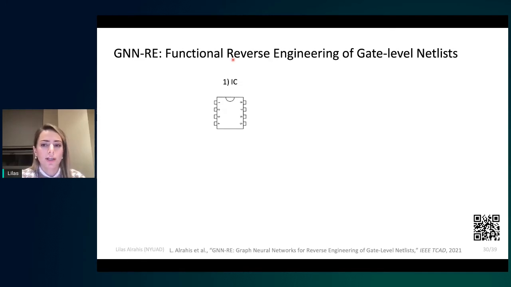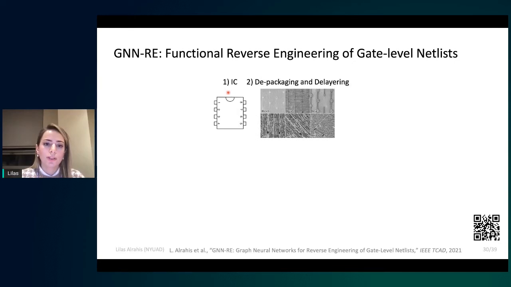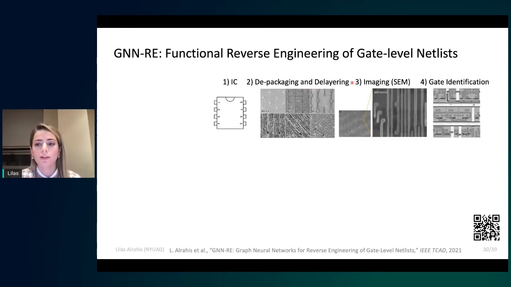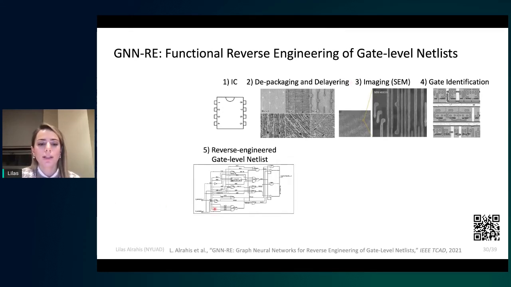In reverse engineering, the flow typically is that you would start with a chip and you would depackage it and then perform an iterative procedure in which you delayer and image the layer and so on and so forth. And then you analyze these extracted images, you stitch them together and extract some gate information. So at the end, you will end up with a reverse engineered gate level netlist. And this is the part that we are interested in.